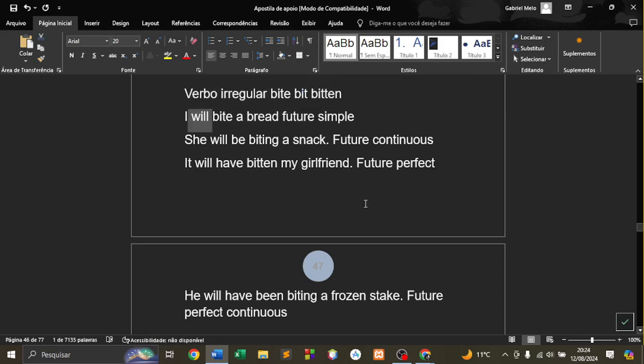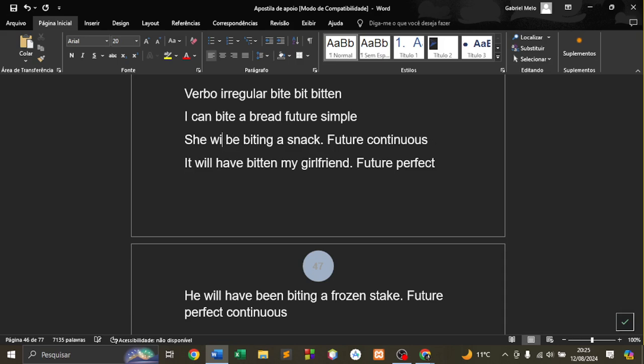Okay? Okay. Pay attention. If I change it for a modal, I just need to change the auxiliary will, because the structure, the way I use it, is the same. I can bite a bread. I will bite a bread. I must bite a bread. I should bite a bread. Any modal verb would work the same way the auxiliary verb will works. Okay? Okay.